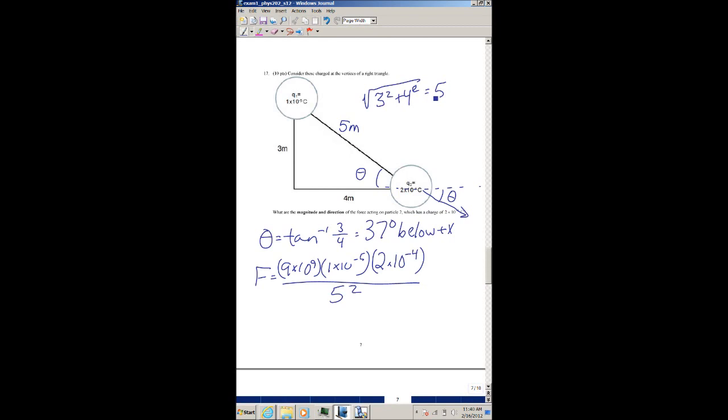And then that works out to be 18 over 25. What you do in your calculator is 0.72 newtons. So that's the answer. It was 10 points, typically 5 points for each part.